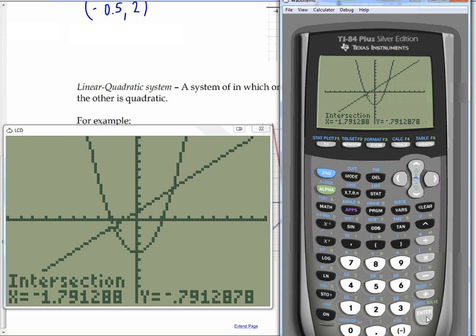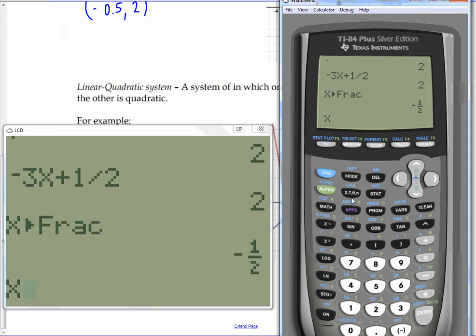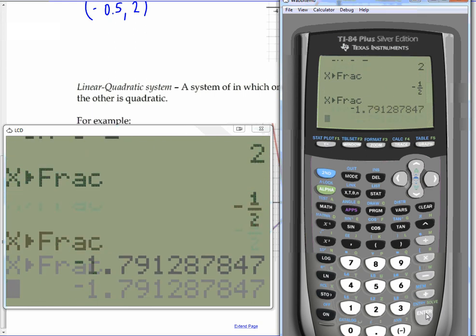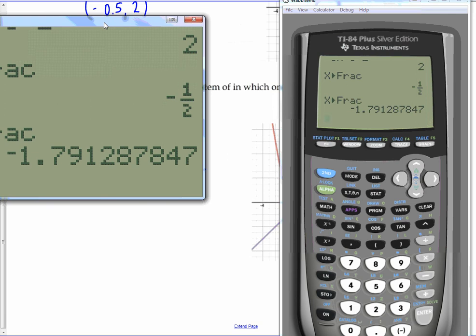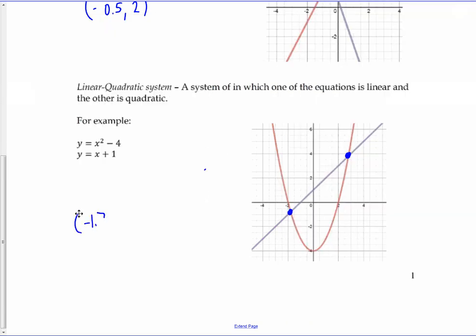So that's negative 1.79. If I want to change it to a fraction, I quit. I could go x, math, enter, enter. Okay, this one can't be changed to a fraction. It's not a rational number. So x was negative 1.79. What was the y value? To 2 decimal places, negative 0.79. And I'm pretty sure that can't be changed to a fraction.